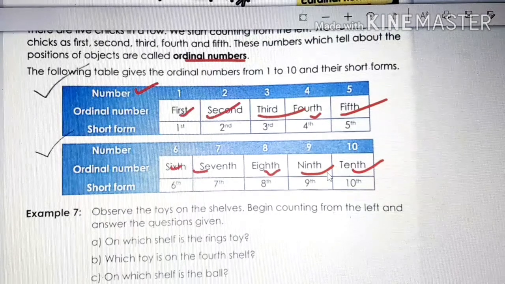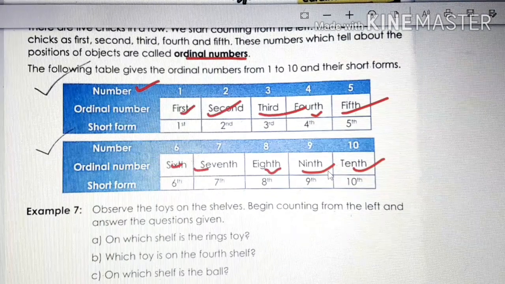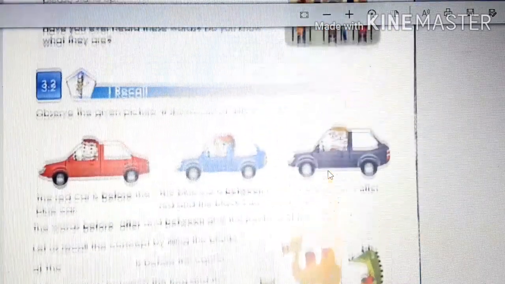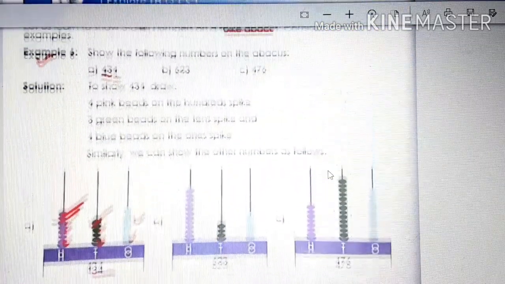So we stop here, children, for today. And what we studied today, we have come across the cardinal and ordinal numbers, and we did some examples, right? So you can practice at home, children, and if you have any doubt, you can ask me.